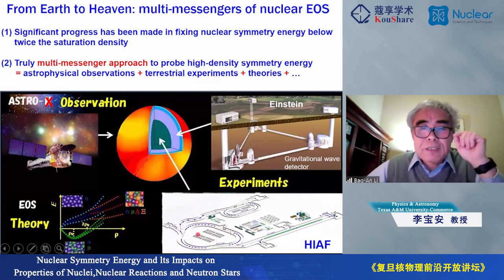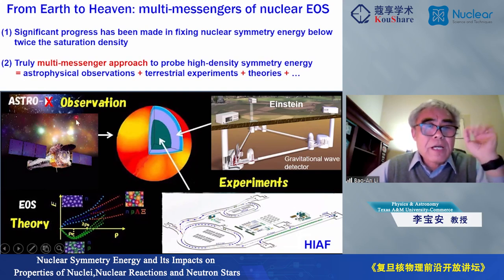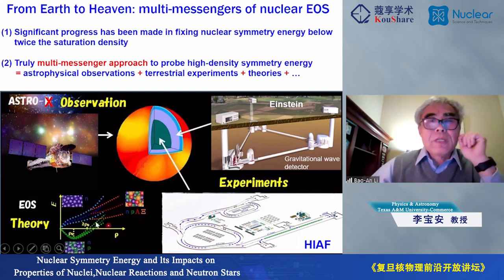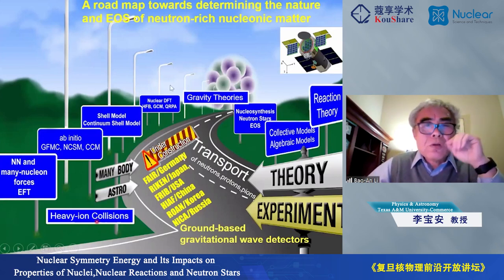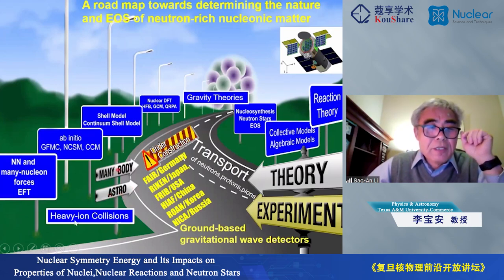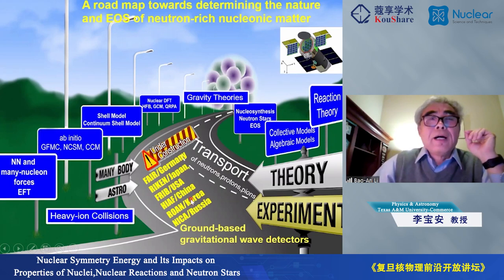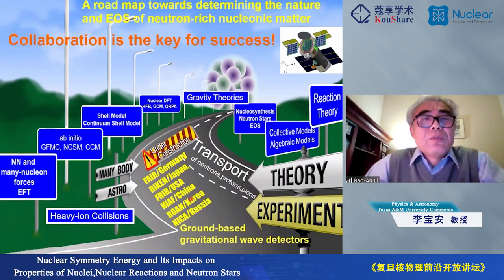We have some facilities under construction: the Einstein gravitational wave detector, HIAF in Huizhou, and various high precision X-ray missions. Of course, we need theories. So in order to reach our goal, we need people with different expertise: astrophysical theories, many-body theories, heavy-ion reaction dynamics, gravitational theories, transport of neutrons, protons, pions. To reach our goal, we need collaborations.